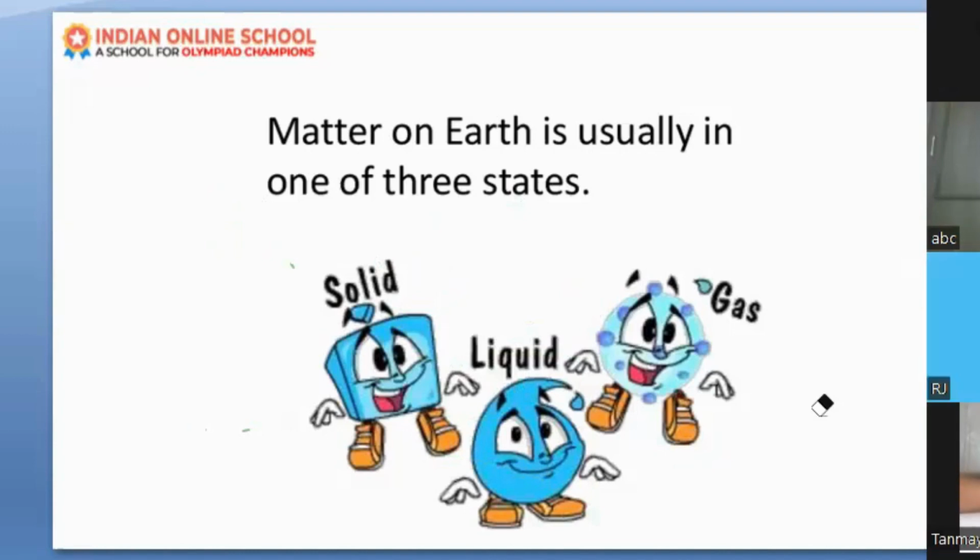Very good. If I'm talking about solid, let me give you one example, and thereafter I want an example from your side. If I'm talking about an ice cube, in which state of matter is it? Who is going to tell me? Solid.